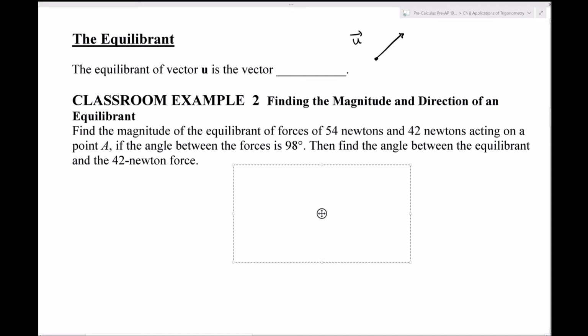So in other words, equilibrium. If I draw it from the same initial point, and draw it so that it has the exact opposite direction, this is the equilibriant of u. But that happens to be the negative of u. So the equilibriant, the one that when you add it to the original, you get 0, will be its negative. So the equilibriant of a vector u is the negative of the vector u.